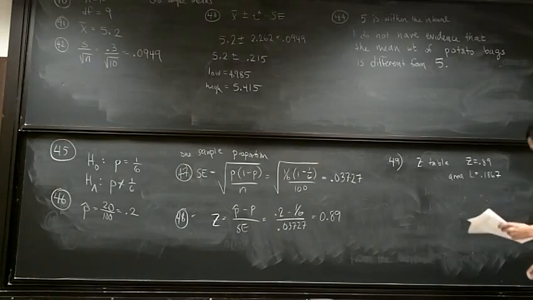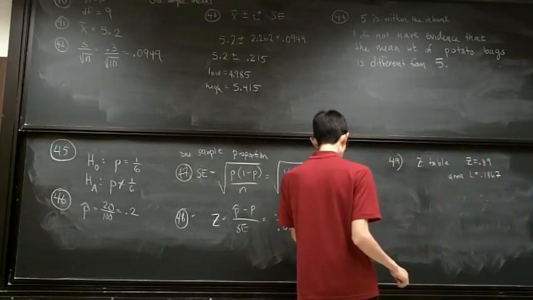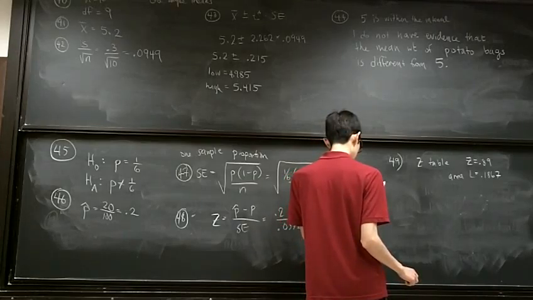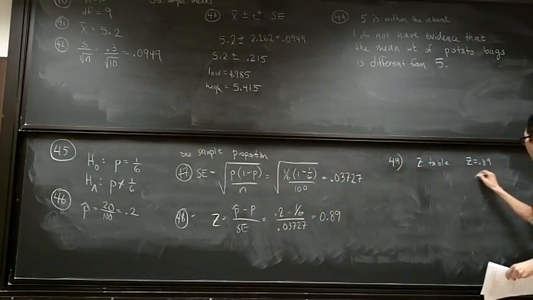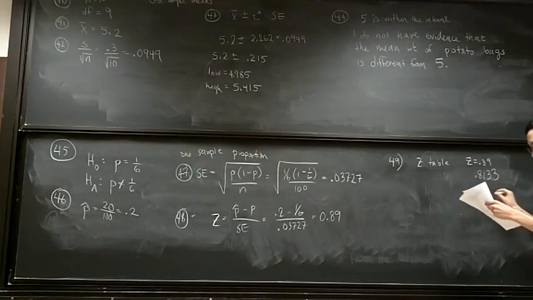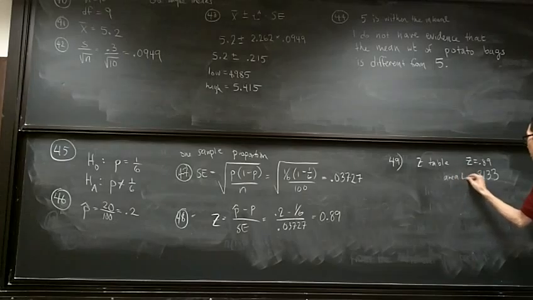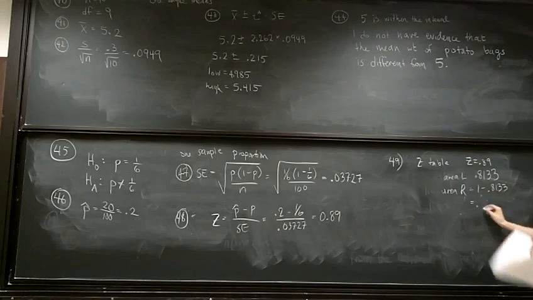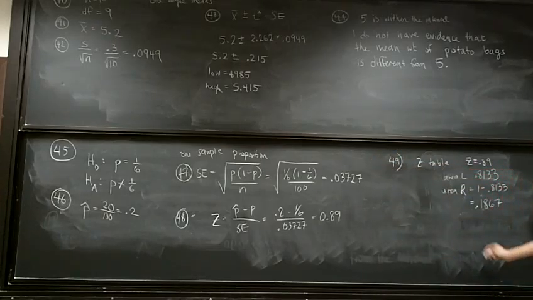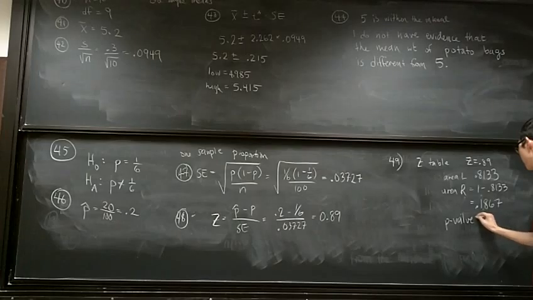I'm sorry, it's 0.8133. And this is the area to the left, so the area to the right, the area in the tail, is equal to 1 minus 0.8133, which gives me 0.1867. And I double this because I have a two-sided test. So my p-value is equal to 2 times 0.1867. I get 0.3734.